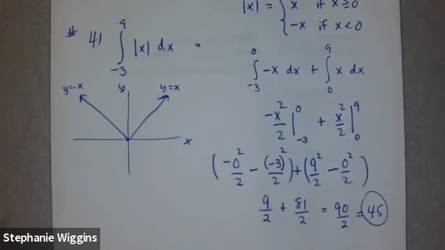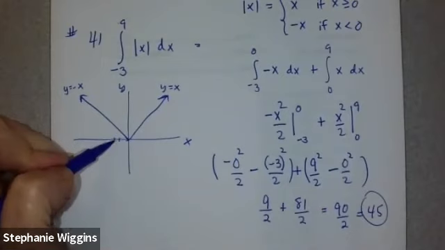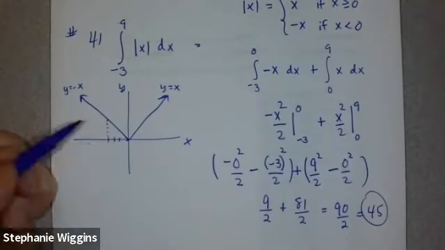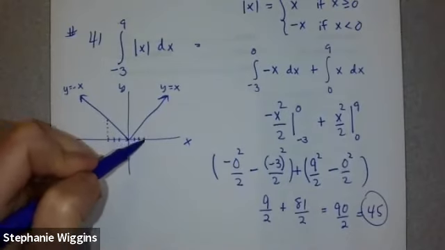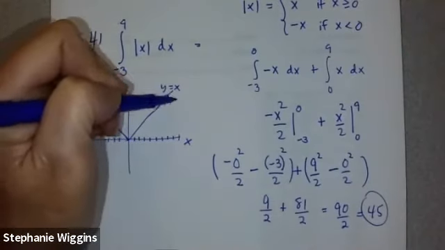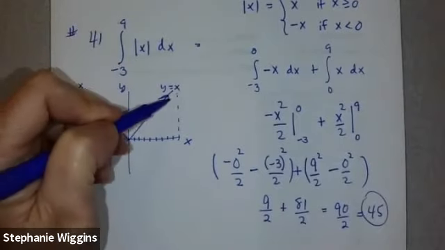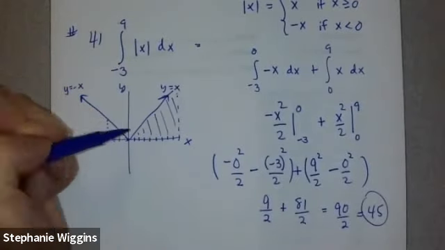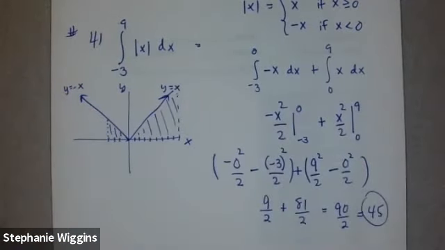Okay, so the interpretation is if you go to -3 and then 2, 3, 4, 5, 6, 7, 8, 9, it's that shaded area under the graph there is 45. Okay. So that's number 41.